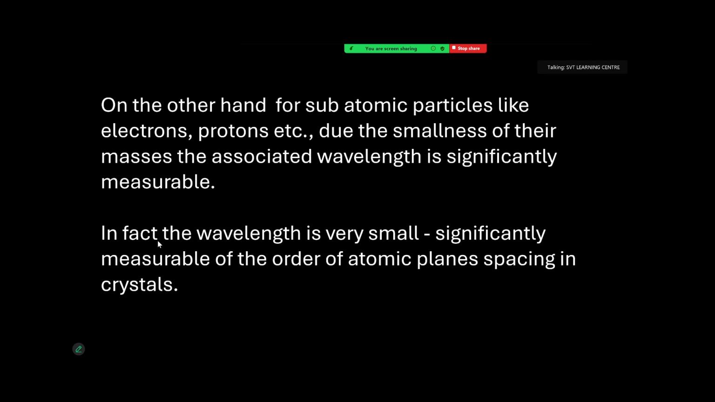So the last sentence: in fact, the wavelength is very small and significantly measurable, and it is almost equal to, or in the order of, atomic planes. That means the distance between two planes of a crystal.